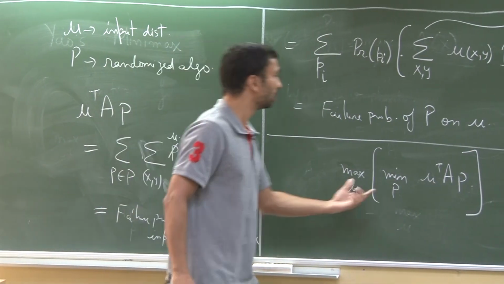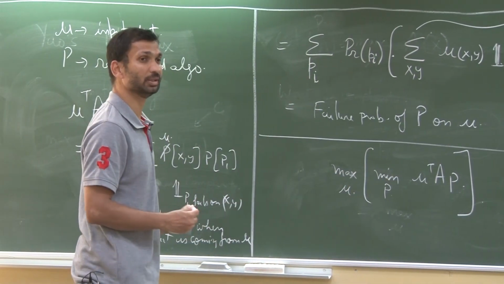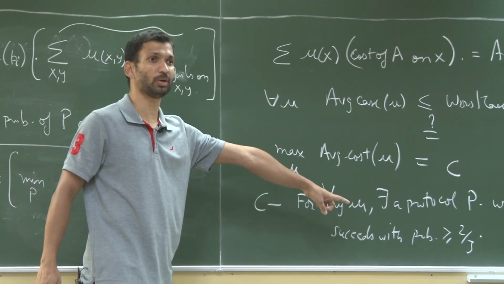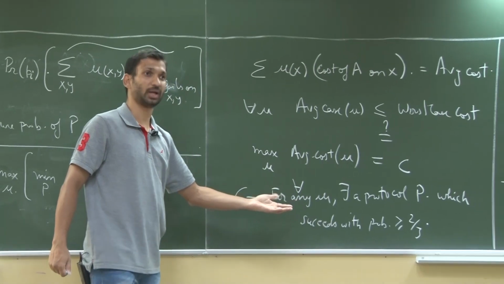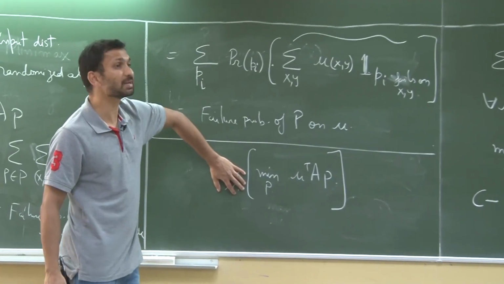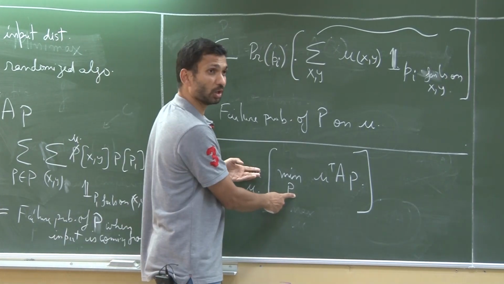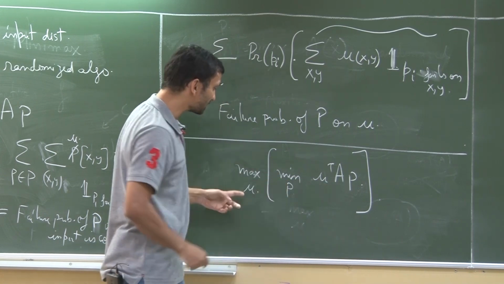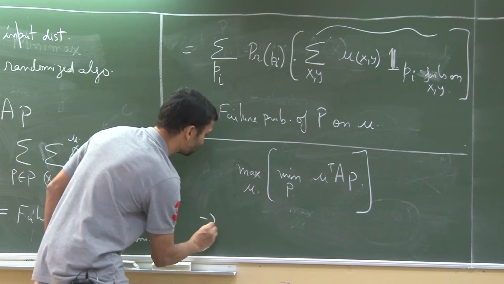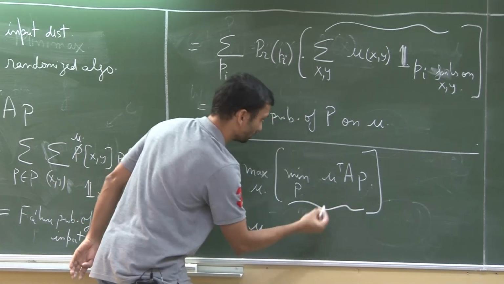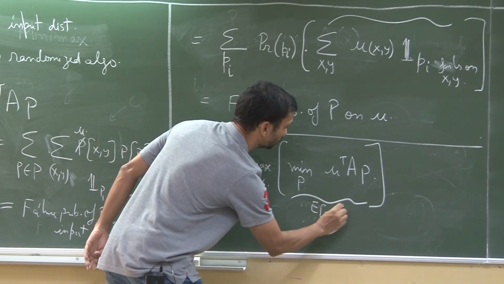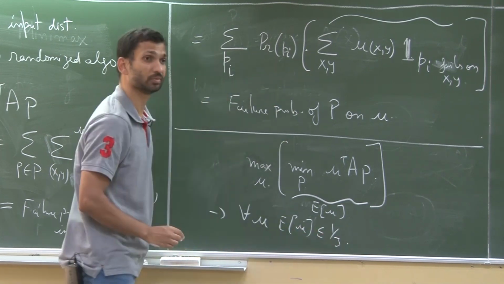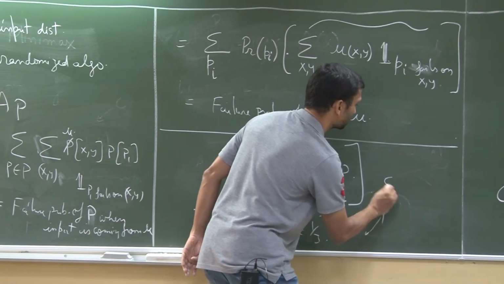Right? What did the definition of C tell me? I know for any mu, there always exists a protocol which succeeds with probability 2 by 3. That means it fails with probability at most 1 by 3. That means if I fix a mu, there exists a protocol such that this error is less than 1 by 3. If this error is less than 1 by 3 for any mu, right? So for all mu, this quantity, let's say the error with respect to mu, is less than 1 by 3.